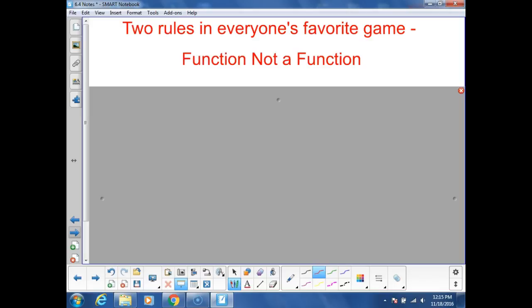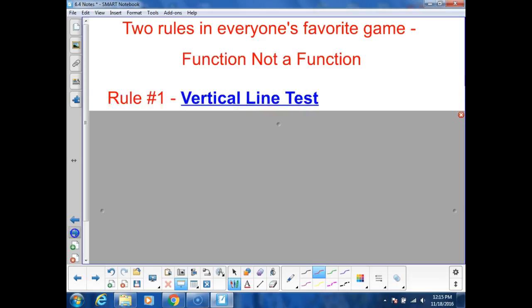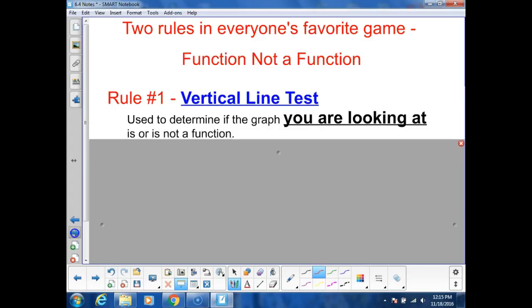What's the first rule in Function, Not a Function? Let's say we've got a picture of a graph. What's the first rule? Vertical line test. And what does the vertical line test tell us in the picture of a graph? It tells you if it's a function. How? If the graph hits my vertical line twice, it's not a function, right? But if it only hits once, it is a function.